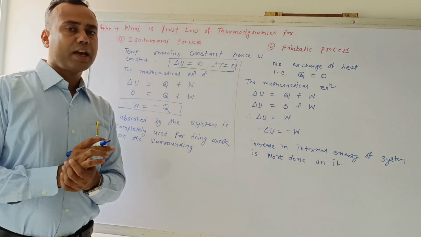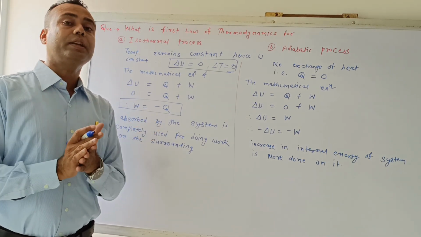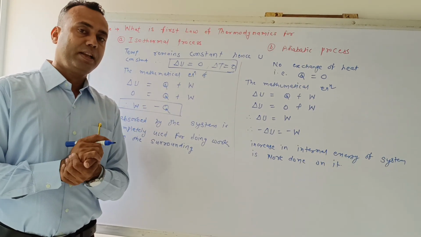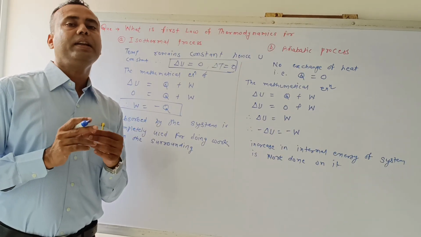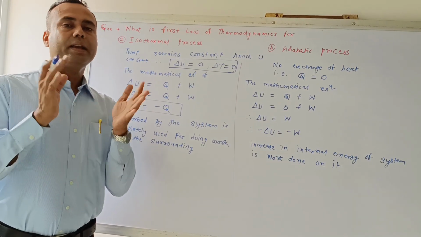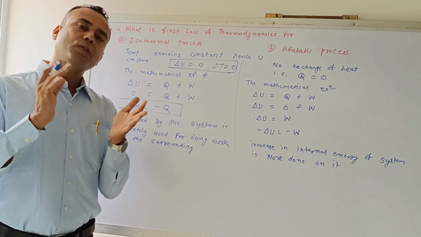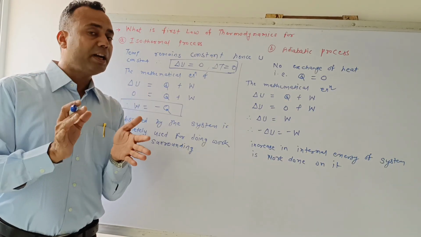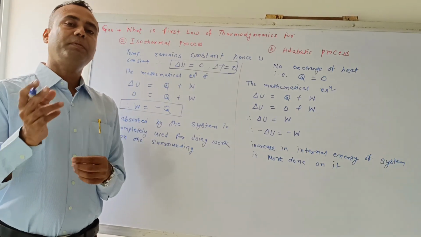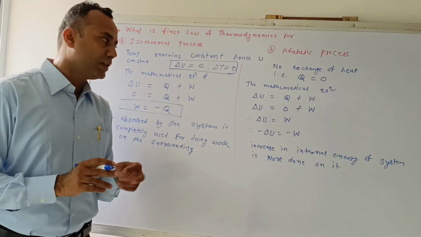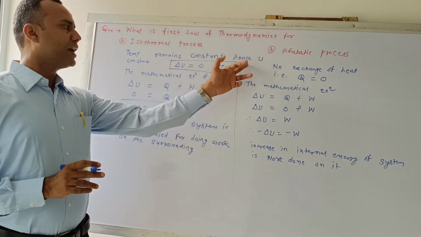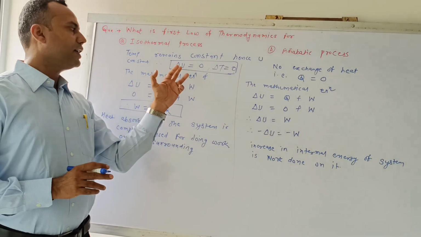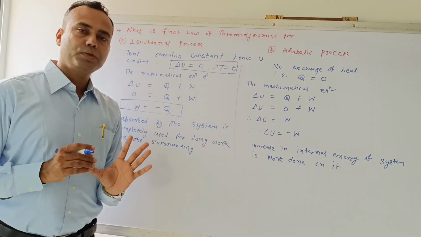Isothermal process का मतलब क्या रहता है? The process in which temperature remains constant. And as temperature and internal energy are correlated, temperature remains constant means U is also constant. Ultimately delta T 0 हो गया, इसका मतलब delta U भी क्या हो गया? 0. So temperature remains constant, hence U is also constant. Delta U is equal to 0, delta T is equal to 0.